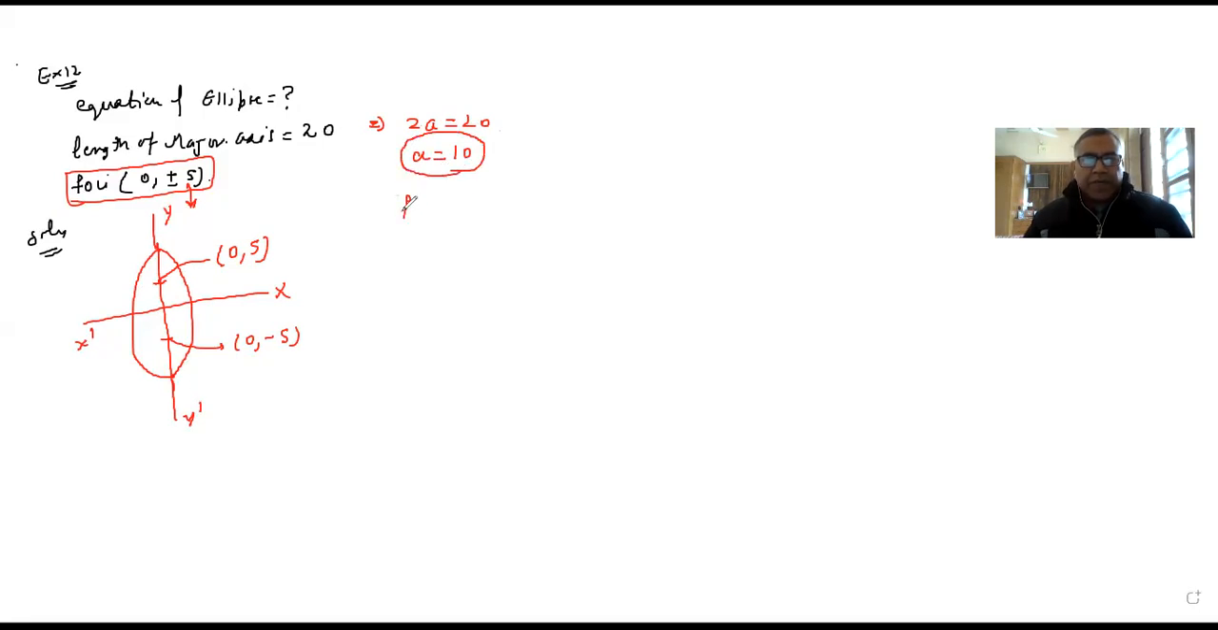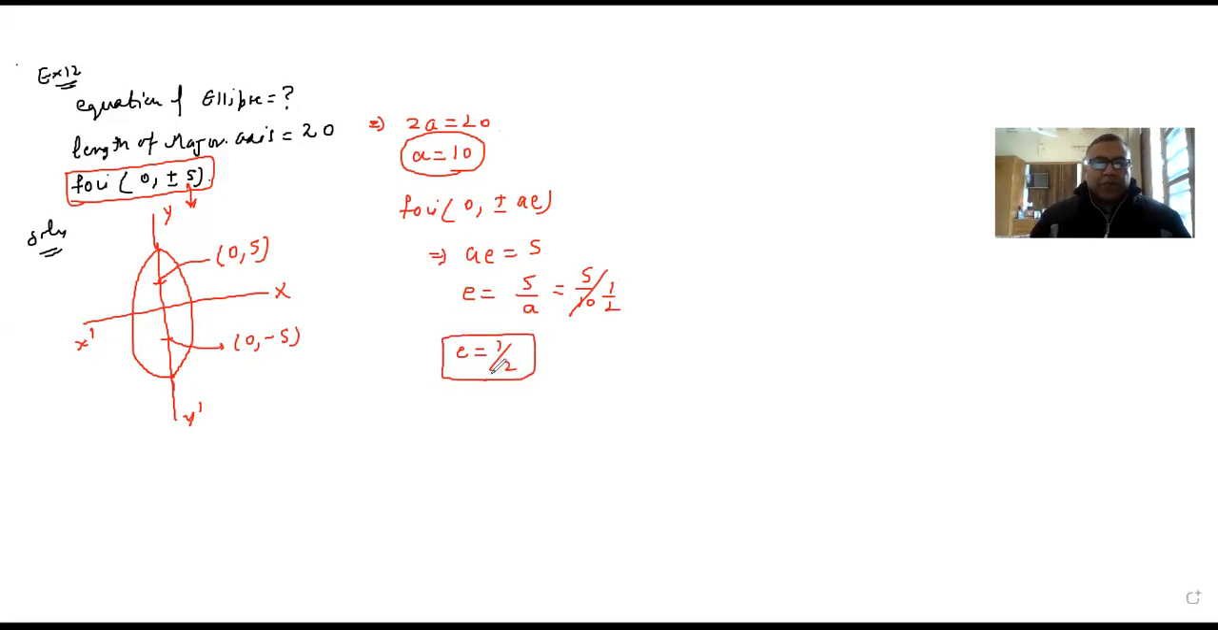Now we know that focus is (0, ±AE), which implies AE is equal to 5. And what should be the eccentricity? 5 over A, that is 5 over 10, which is 1 by 2. So the eccentricity of this ellipse is 1 by 2, which is correct because it is less than 1. So eccentricity is known to you, A is known to you.